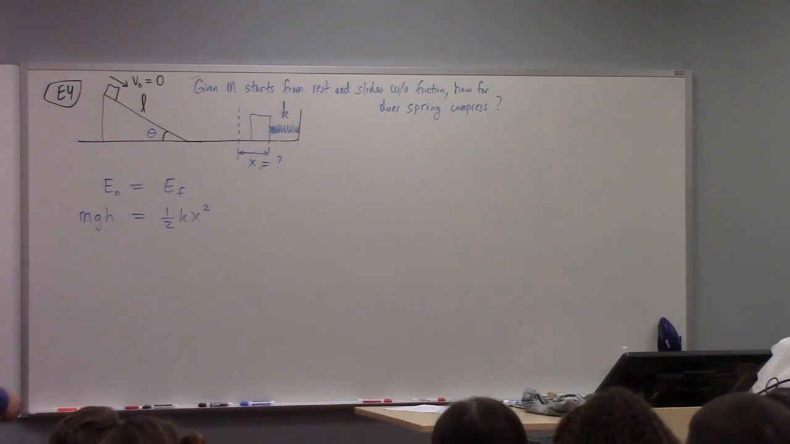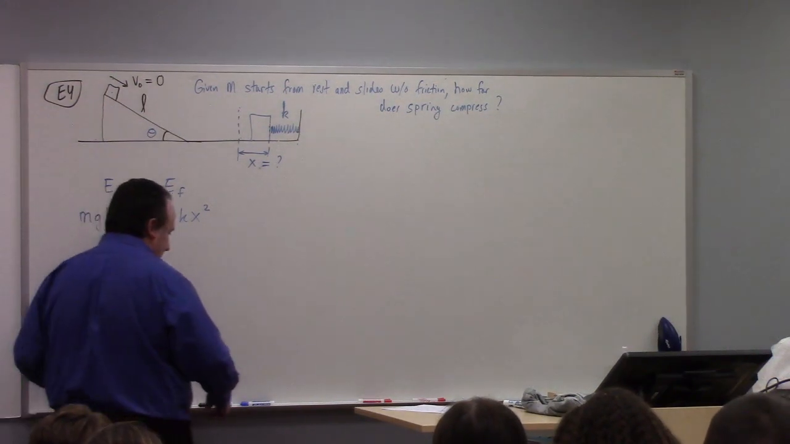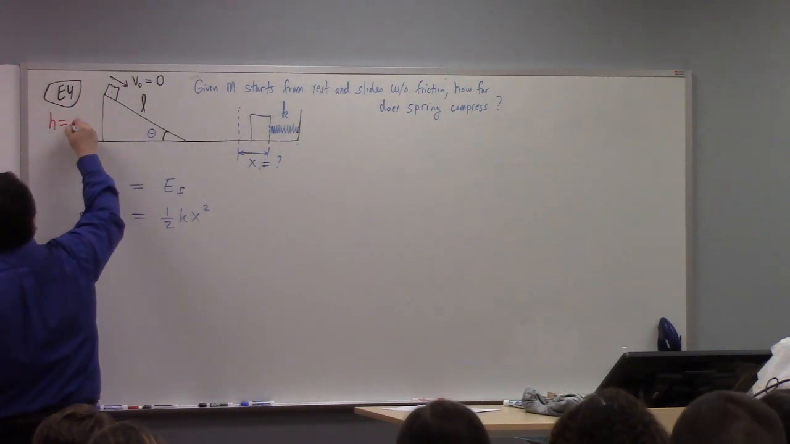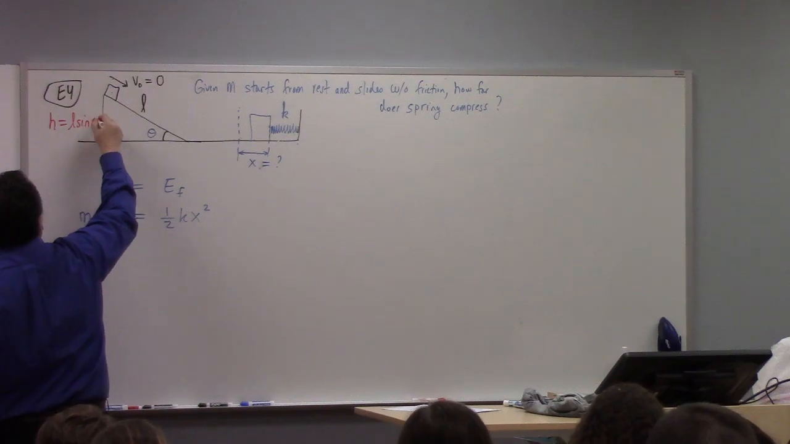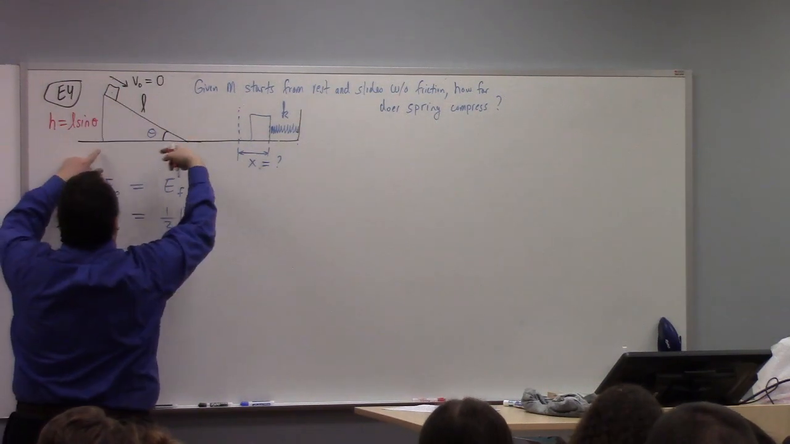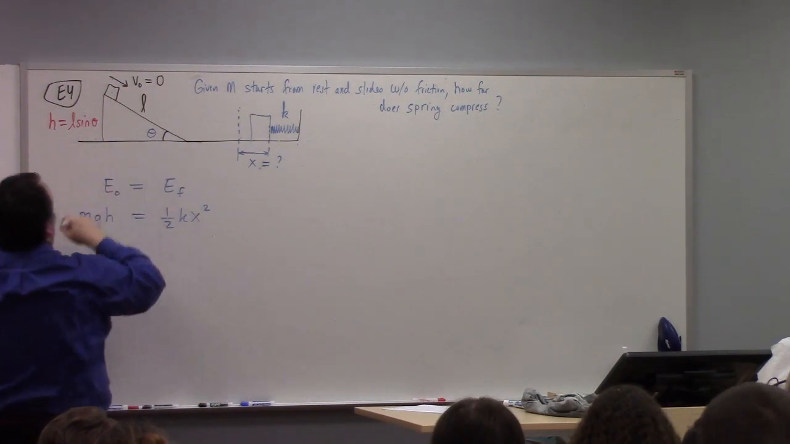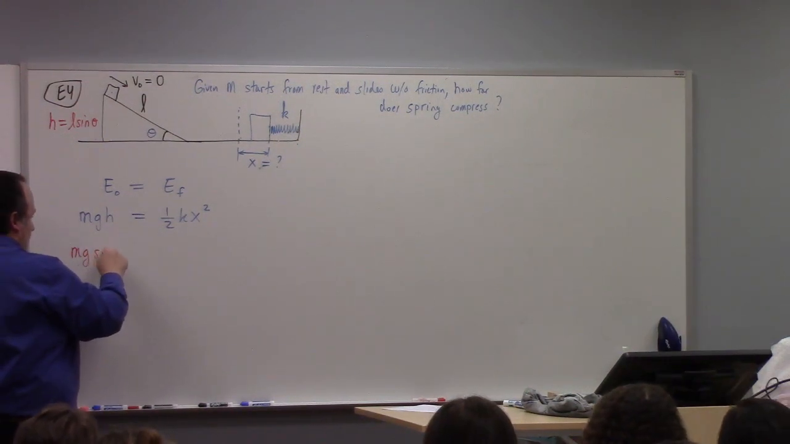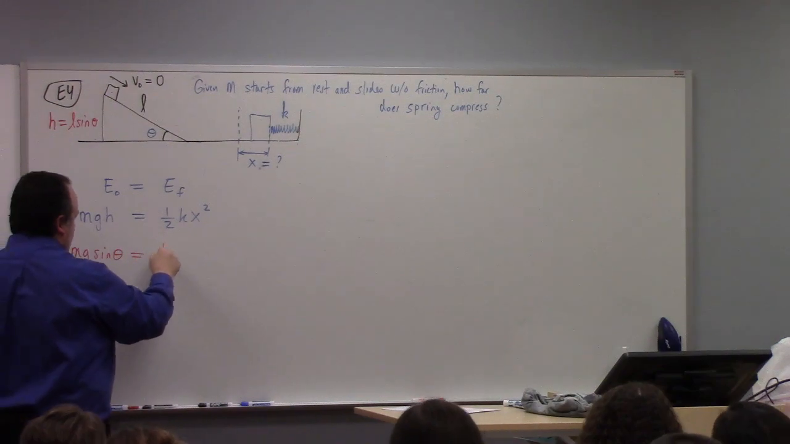What's that? L sine theta? I think we can allow that. H is equal to L sine theta. Trigonometry for the win. The hypotenuse is this, so the opposite side is hypotenuse times sine. So what we have then is mg sine theta is equal to 1/2.